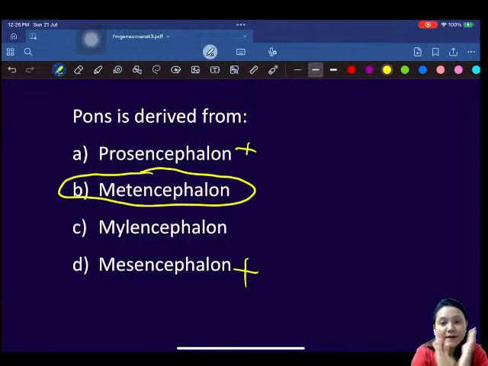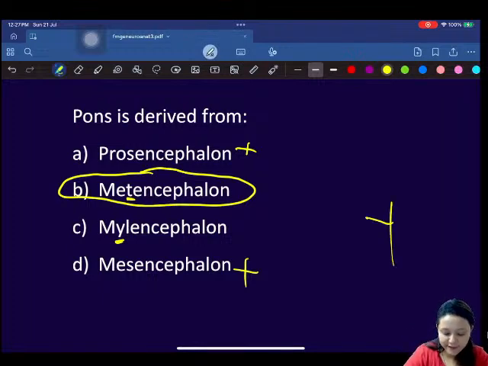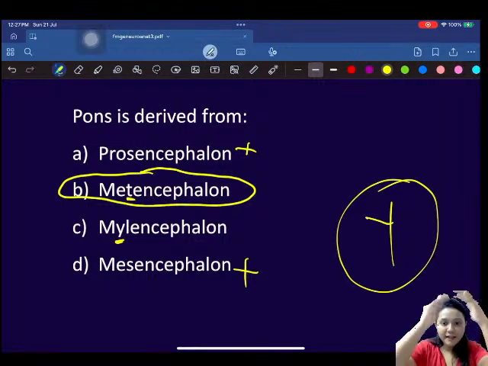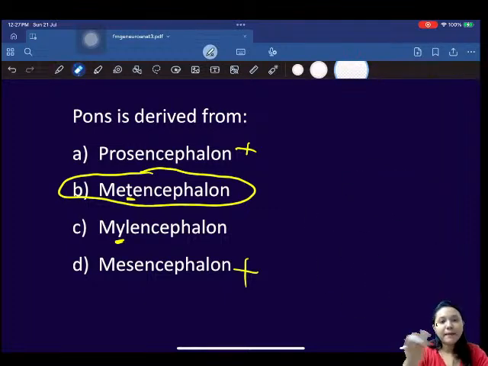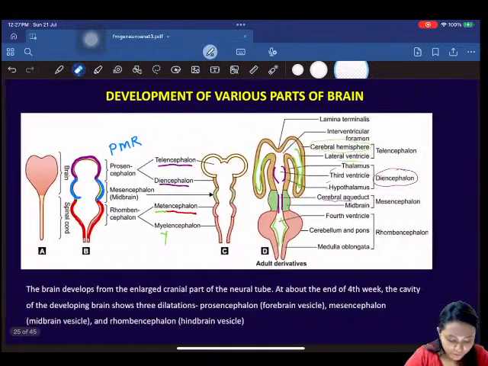Myelencephalon is the last part that will give rise to your medulla. Wherever you have a Y, that is the last part. If T, then pons and cerebellum. The last part of the brain is the medulla, and after that you will get the spinal cord. So that is the metencephalon. Pons is derived from metencephalon. So very easy to understand.